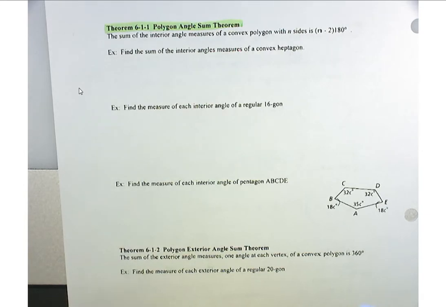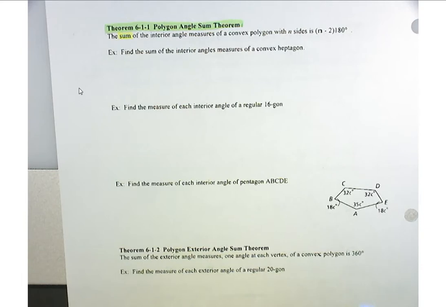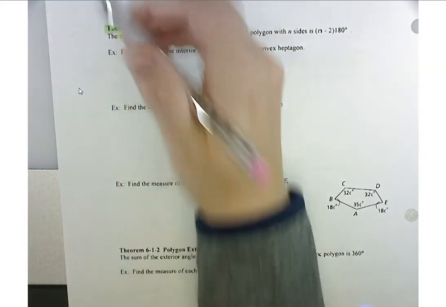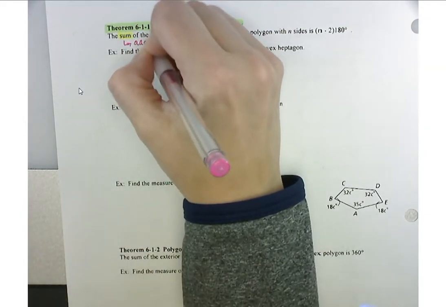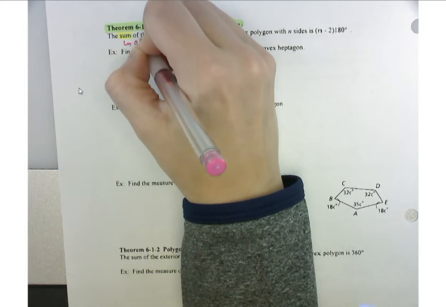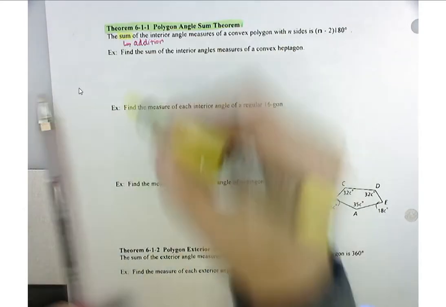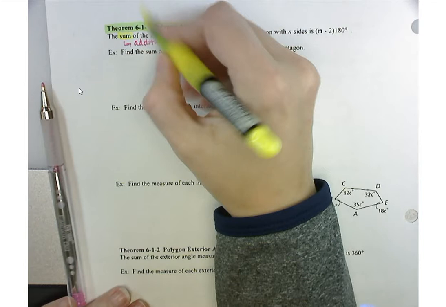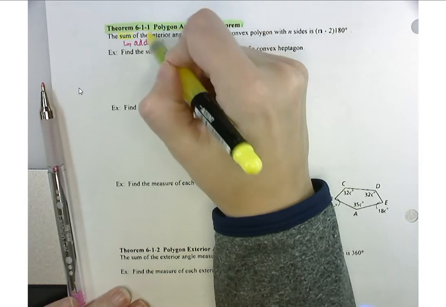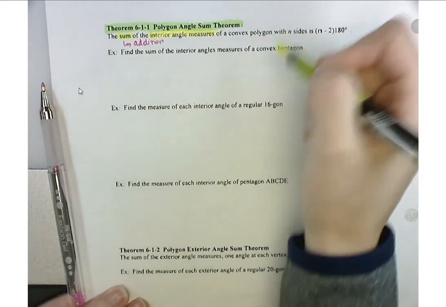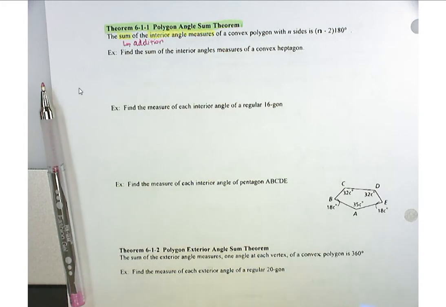So we have a couple of key words here. The first one is sum. So Elizabeth, if I'm talking about the sum, what does that mean I'm going to do? Yep, you're going to be adding some things together. So the sum means we're going to be using addition. What are we going to add together? Well, it says the sum of the interior angle measures of a convex polygon with n sides, and then we have an equation.